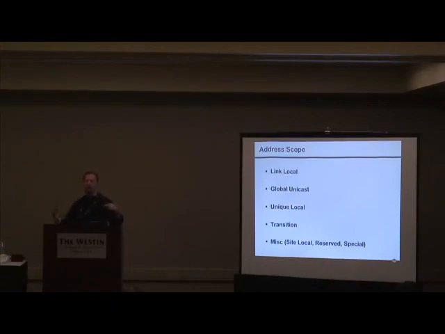Scopes say where that address is relevant. Types say what kind of sender, what kind of receiver. Is it one-to-one, one-to-many? Scope says where do I send it?